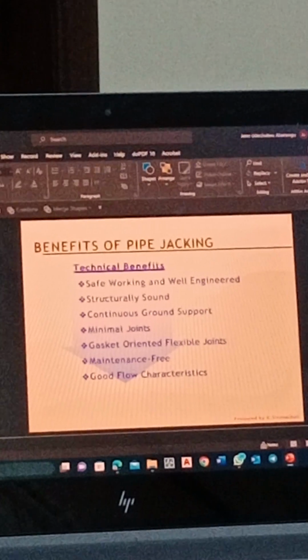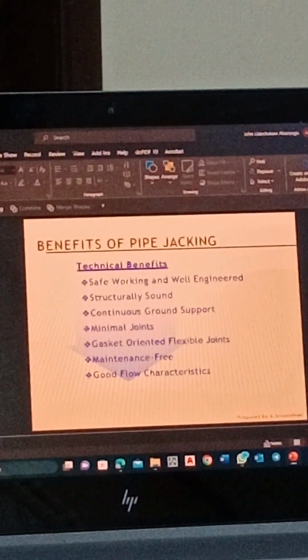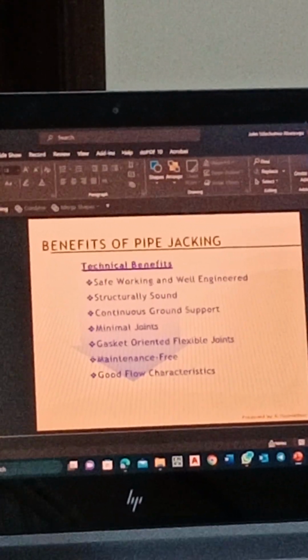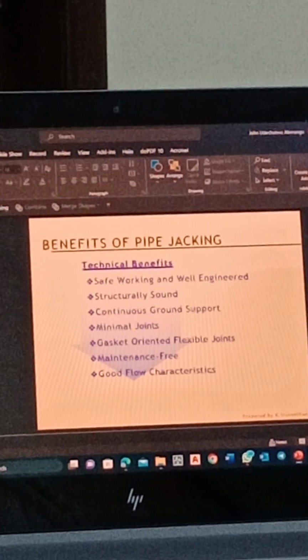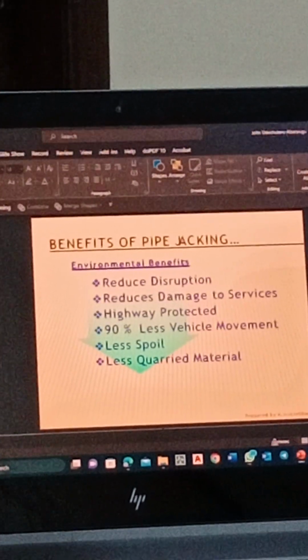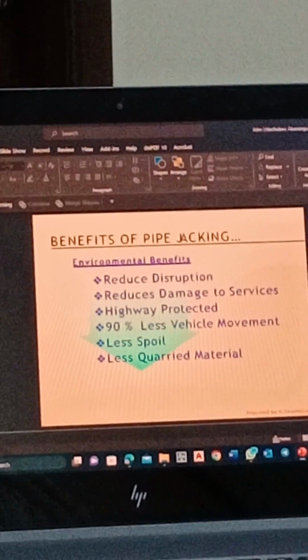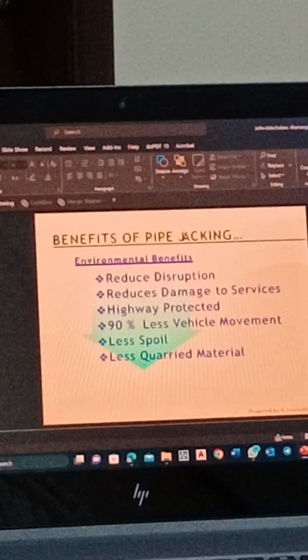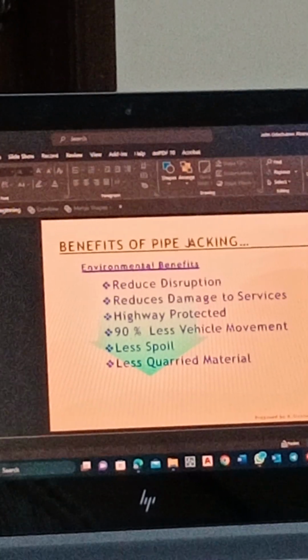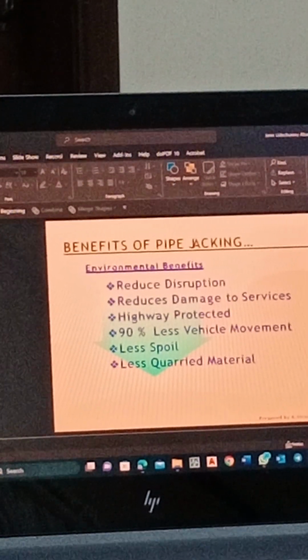Okay. So then finally, good flow characteristics. It continues to flow. There is no hindrance to the flow. Then there are also environmental benefits. Number one, it reduces destruction, and number two, it reduces damage to services.